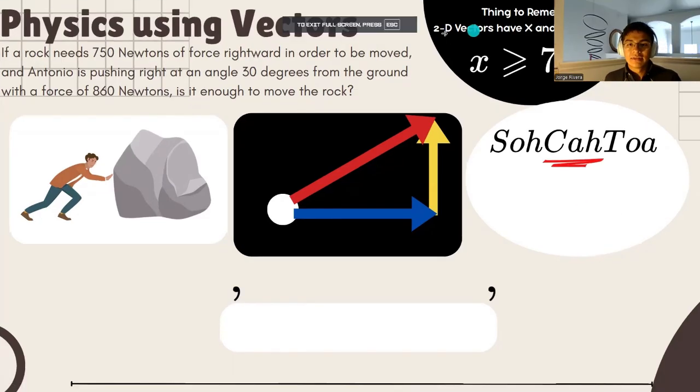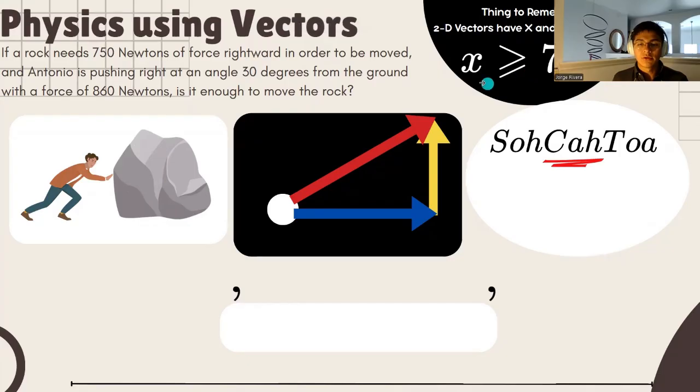So that means that the 2D vectors have x and y components. So here, the x component that Antonio is pushing with has to be greater than 750, because the rock needs 750 newtons to move rightward, right? And Antonio is pushing it at this amount. So whatever the rightward component is, it has to be bigger. So we can use this, right? He's pushing the rock with 860 newtons of force, and we don't know what component of this vector, right?